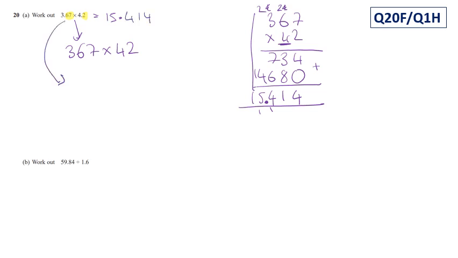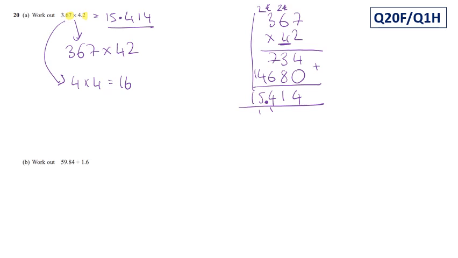Of course, I didn't need to do that. I could have used estimation to find the magnitude of the number. So I could have rounded the 3.67 and 4.2 to both 4, 4 times 4, and that would give me 16. So my answer needs to be in the magnitude of 16, and I could have done it that way to figure out where the decimal point goes.